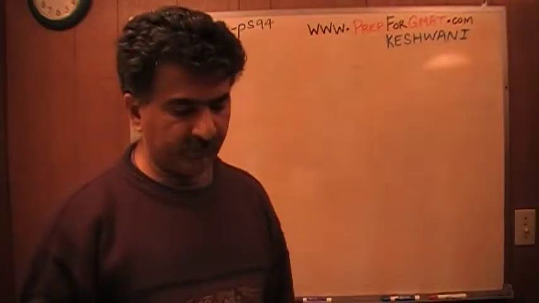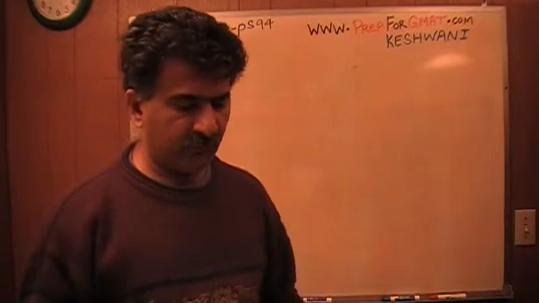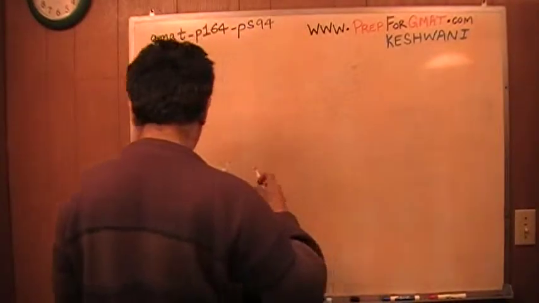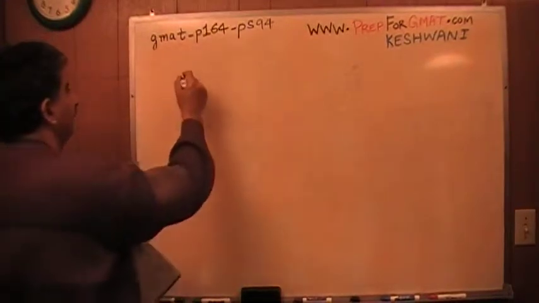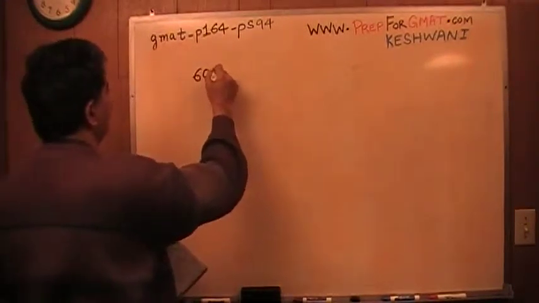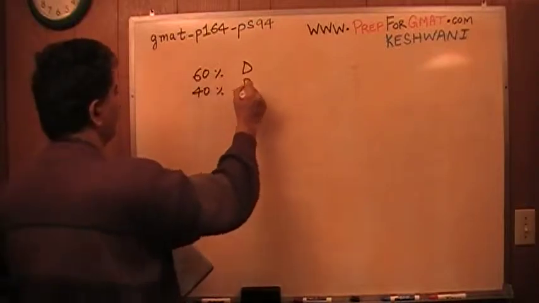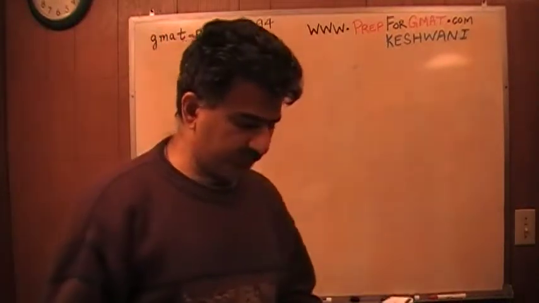It says in a certain city, 60% of registered voters are Democrats. So I'm going to make a note here. And the rest are Republicans, alright. So 60% Democrat, so the 40% are Republicans. Alright, fine. Let's read the next sentence.